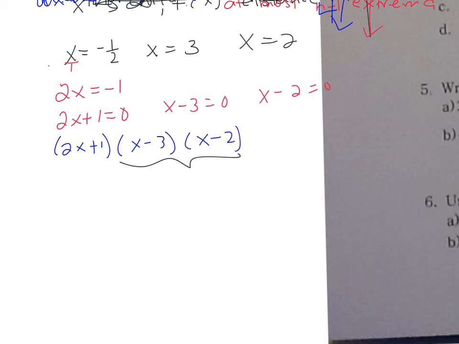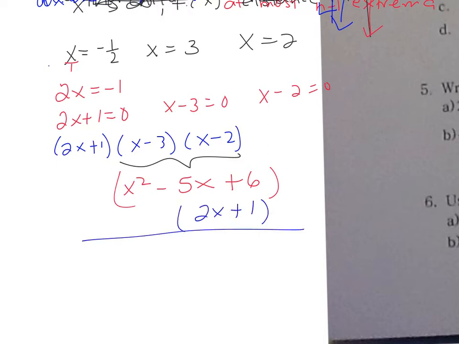And I'm going to start with these two because those two should be the easier two. So we get x squared minus 5x plus 6. And now I have to multiply that by 2x plus 1. All right, so when I multiply, I get positive 6, negative 5x, positive x squared. 2x times 6 is positive 12x, and then I have negative 10x squared and positive 2x to the third.